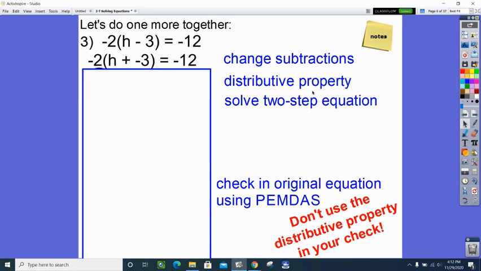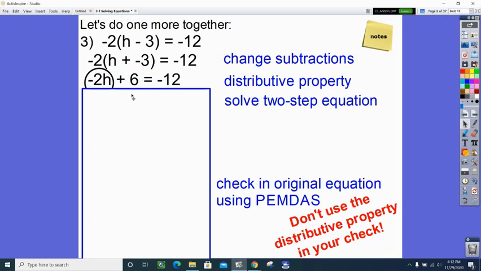Let's see how you did. -2 times h, write it down. That's negative 2h plus a bad thing happening to a bad person is a good thing. A negative times a negative would give you a positive 6. We're now at a two-step equation.